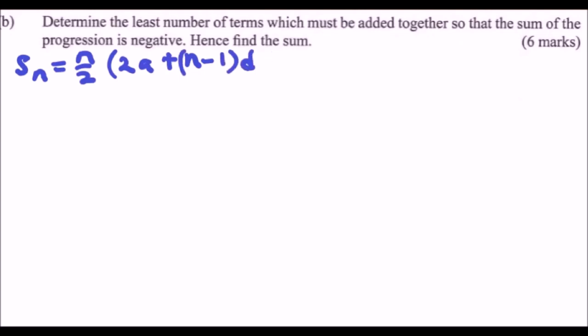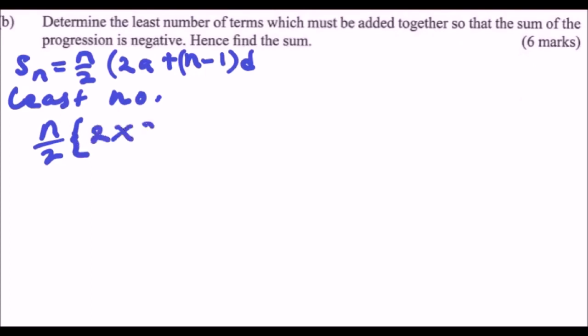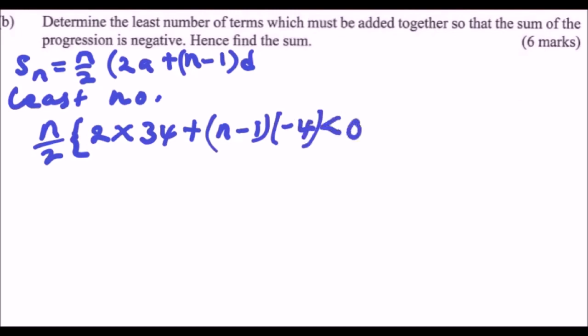No, we don't do that. So that is the formula. So to find the least number, we then say that this number, the least number, must be less than 0, because that must be added, the progression is negative. So we say n over 2, we use that bracket, and then 2 multiplied by 34, which is our first term, plus n minus 1, we close the bracket, multiplied by minus 4 must be less than 0. So that is where we get the number.